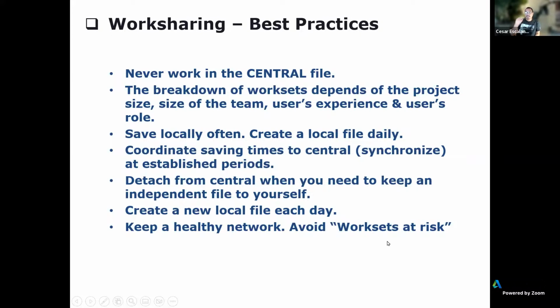That condition is called work set at risk. What that means is that because there's no traffic controller, two or three users can be working on the same object at the same time, and the Revit central file doesn't know it. When these local files get reconnected to the network, the first one to synchronize with central is going to remain as the main user, and the other ones are going to display a message that the local file is not compatible with the central file. That happens when you are disconnected from the network.